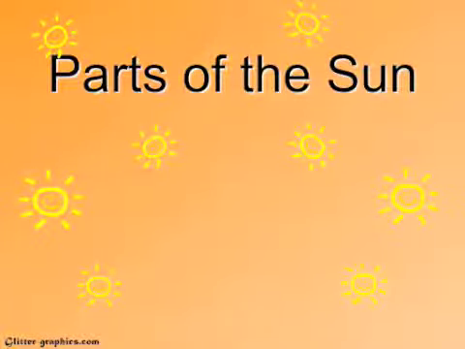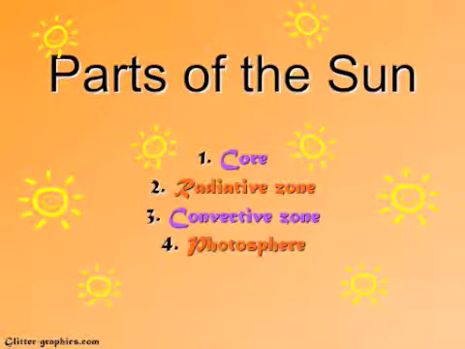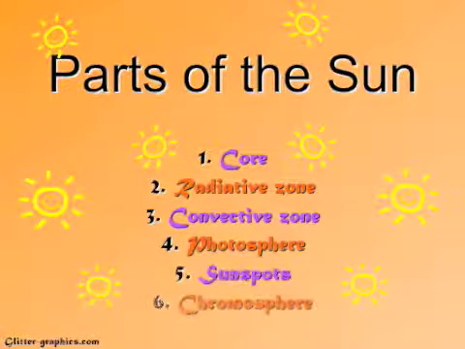So the sun has many layers. The first and innermost layer of the sun is the core, followed by the radiative zone and the convective zone. Then the photosphere, the sunspots, the chromosphere, and the corona.